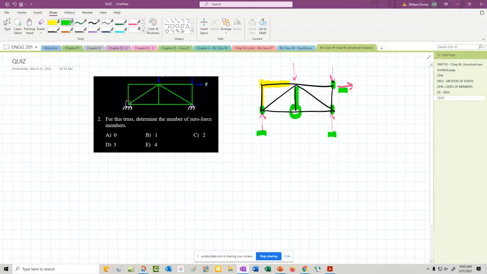Down here, it looks like it should be a zero force member. However, up top, it has this loading right here. But that loading can be picked up by these two. Right? That loading coming down can be picked up by these two. So this one would not be needed either.